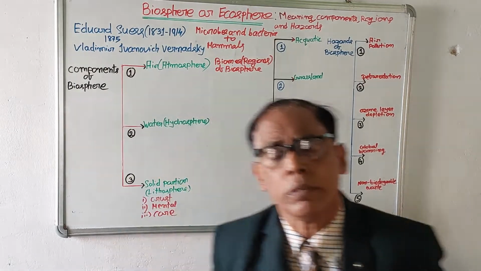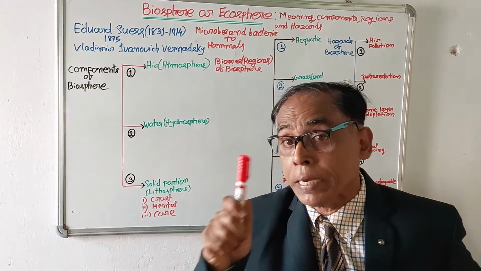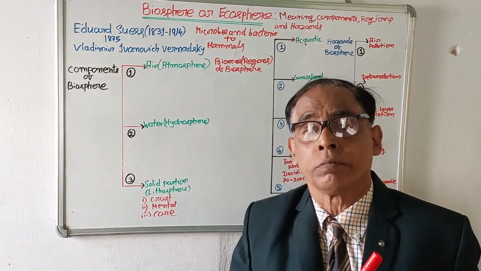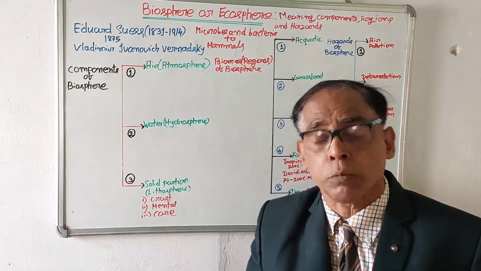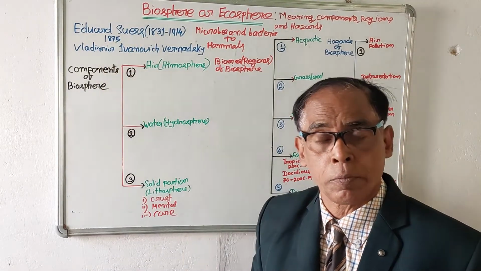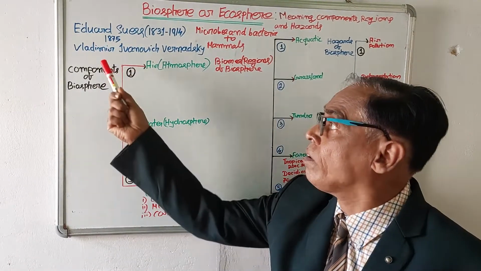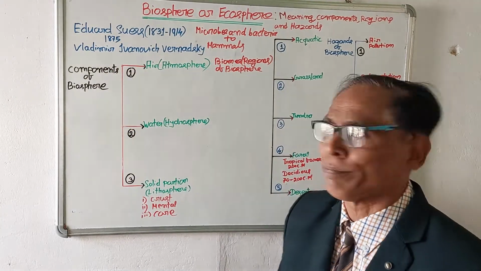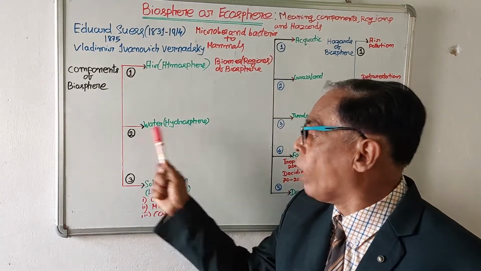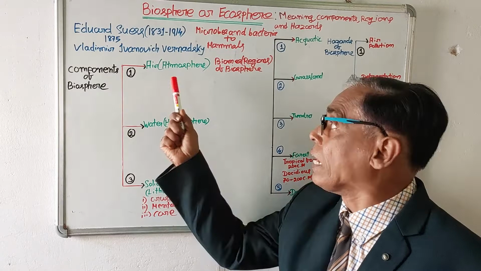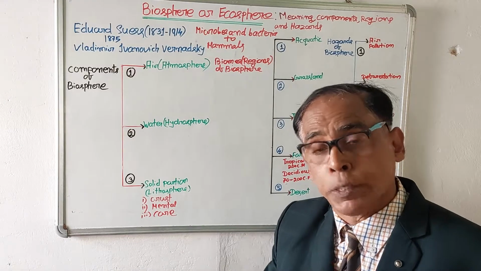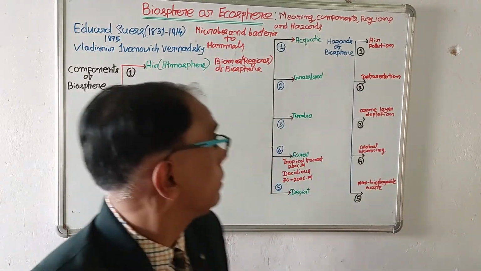So in this video, we have discussed what is the meaning of biosphere. Biosphere means those areas of the earth where life is possible. Who are the first men who told about biosphere? Edward Swiss. Who popularized the word biosphere? Vladimir Ivanovich Bernatsky. Then we have discussed there are 3 components of biosphere like air, water and solid portion of the earth. Air portion is known as atmosphere, water portion is known as hydrosphere, then solid portion is known as lithosphere.